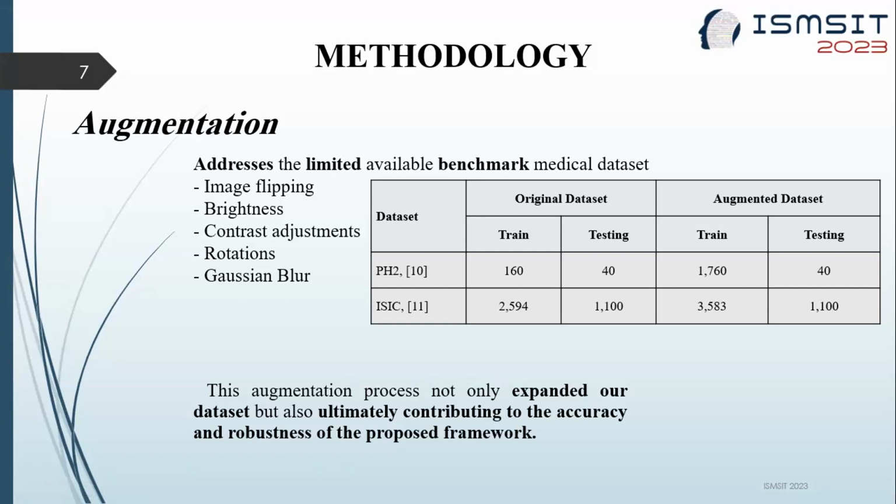This augmentation process not only expanded our dataset, but also contributed to the accuracy and robustness of the proposed framework. We see from this table the original datasets, which we separated into training and testing with these numbers of images. But after the augmentation process, for example, training rather than 160 is now 1060. With the same procedure for the second dataset, we get more training images, and the testing images remain the same. As you see, it increases the accuracy and robustness of the proposed framework.